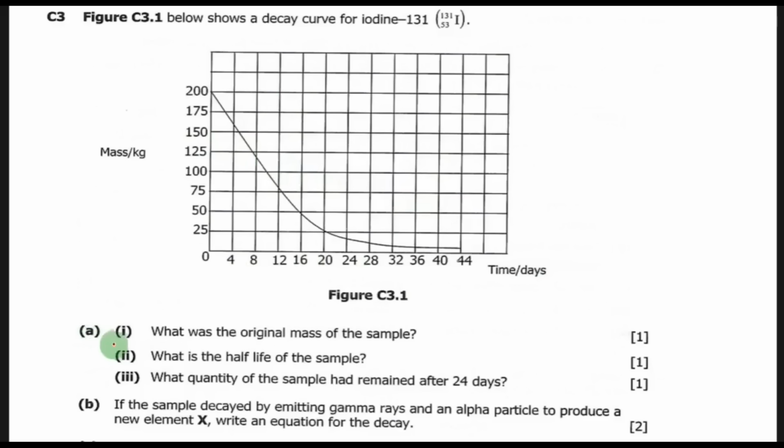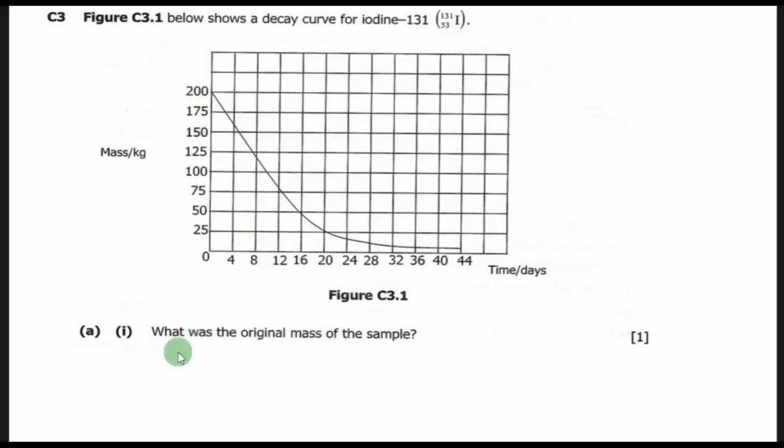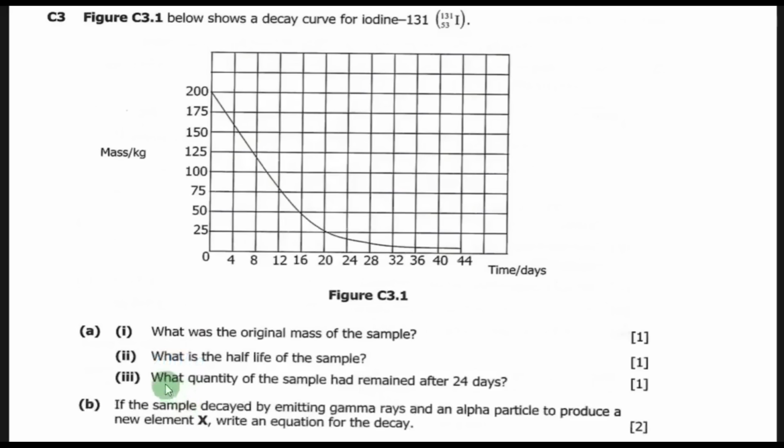Then A1, they're saying what was the original mass of the sample. So the original mass is here. When the time is 0, the mass here is the original mass, which is actually 200 kg. So you are going to say 200 kg is the original mass. So let's answer another one.